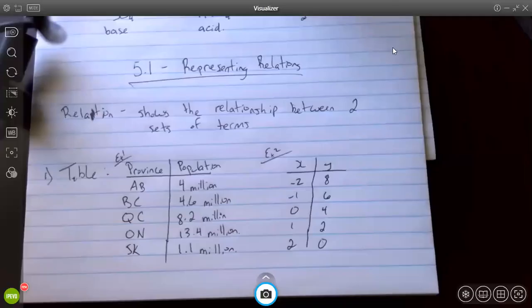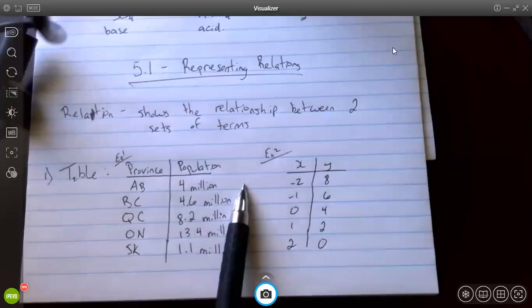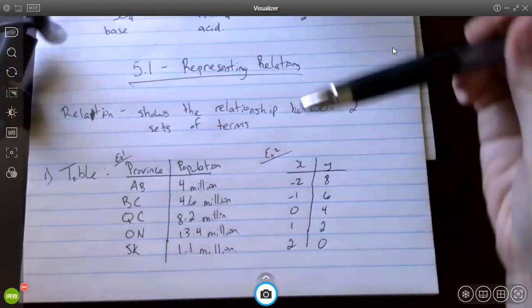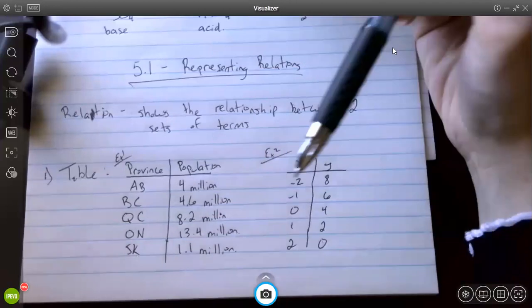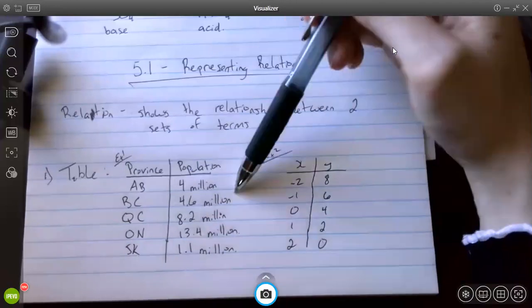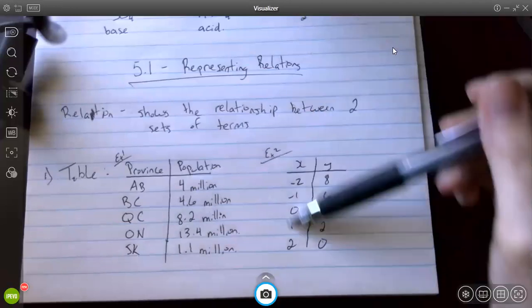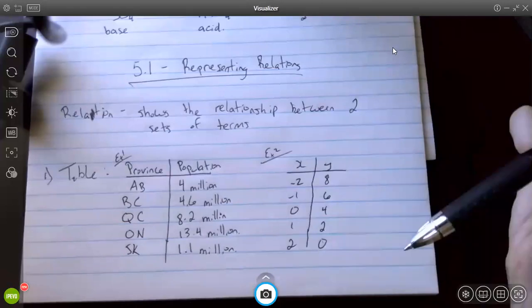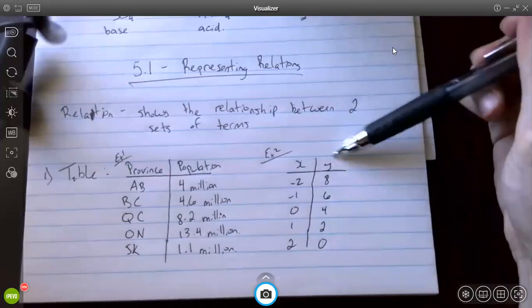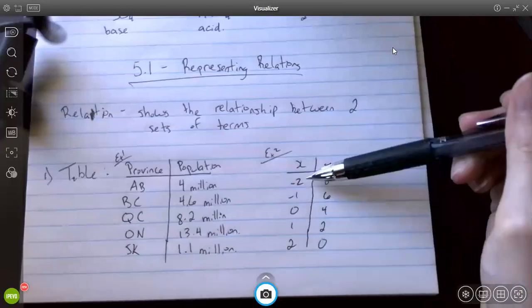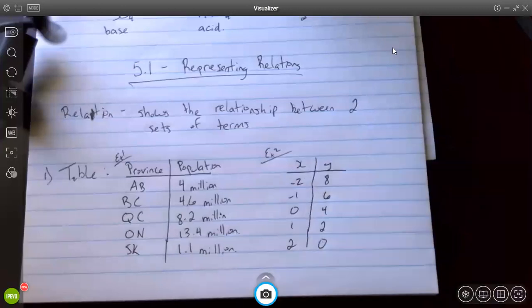So these are 2 different examples of a table that represents a relation. The first example has a relationship between words and numbers. So here I've got the province and the population of each province. So we would just read this as like Alberta has 4 million people, and BC has 4.6, and Ontario has 13.4, that sort of thing. Or you might have a table where both sets of terms are numbers, and we see this often as XY tables like this, where you might have that the X value of -2 will have a Y value of 8, for instance.